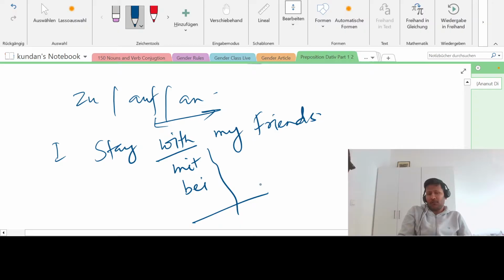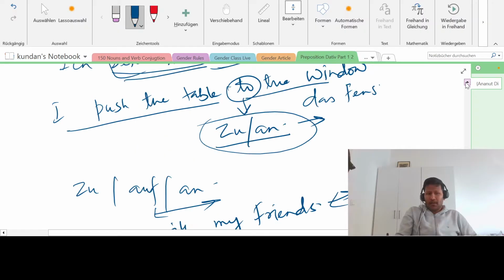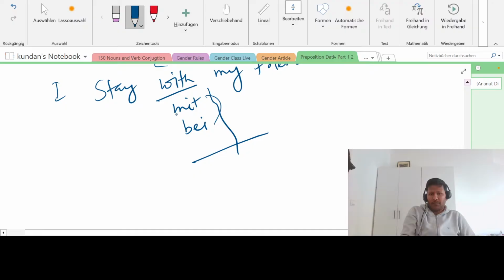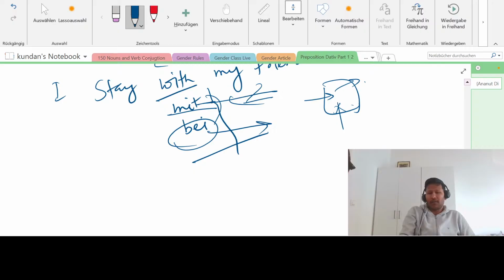Okay, so I see someone has put something. We will take all these examples and clear your doubts. Someone has asked how to understand that, so let me explain this again. If I say I stay with my friends, and you mean that you are going to their house and staying for a day or two, then you will use bei. But when you are sharing a room, then you will use mit. These are tricky situations that you have to understand, and both are always in the dative case. This is not dual.